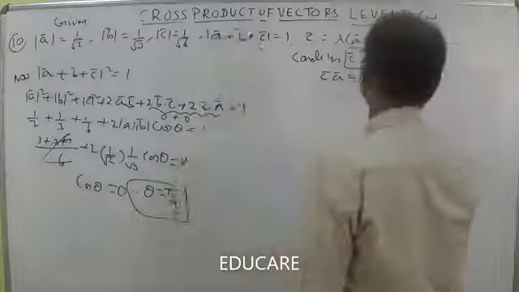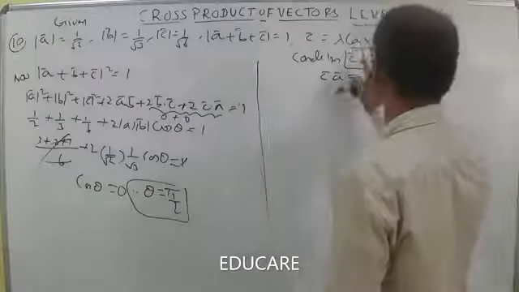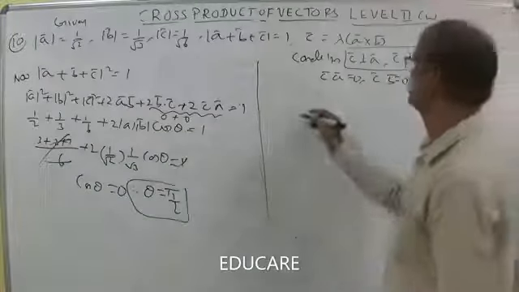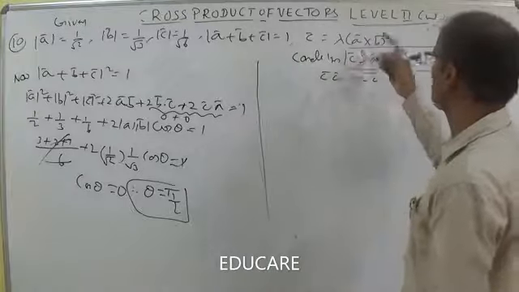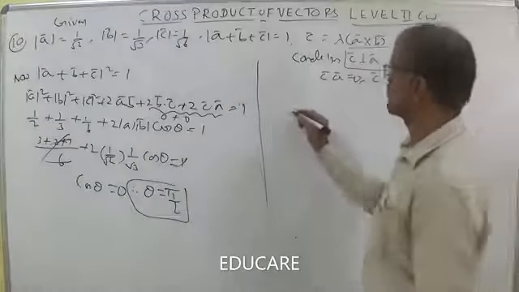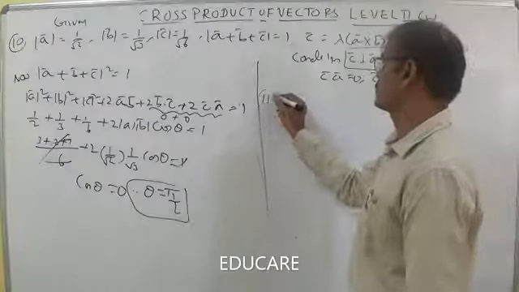Theta is equal to pi by 2. So A cross B we cannot decide here. If we can decide here, shortcut will be possible, because A bar cross B bar is perpendicular to A and B, but we cannot say properly. Next, 11th question.